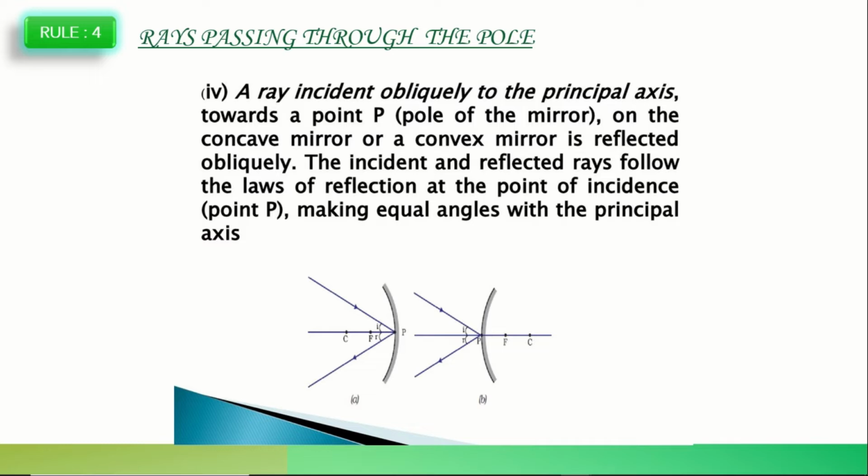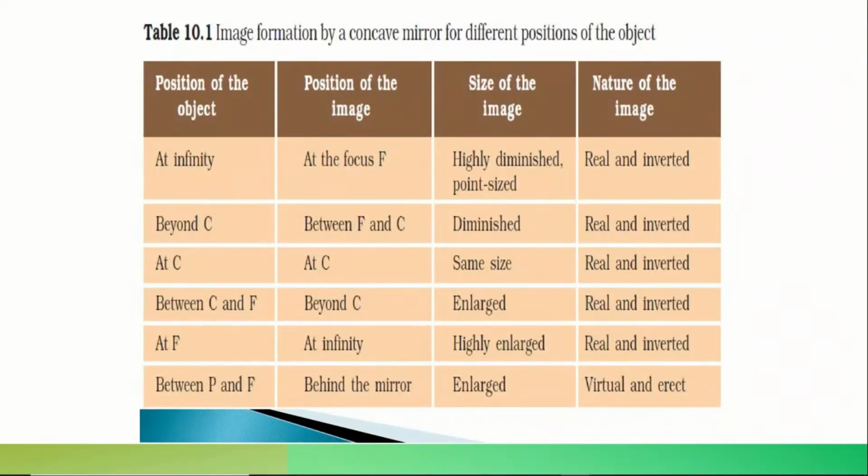These four rules we have to use for drawing ray diagrams whenever they ask where the object is at infinity, at the center of curvature, beyond the center of curvature, or at the principal axis. There are many positions for the object, so we have to find out where the image will form by taking care of these four rules. This is the table which helps us to draw the ray diagram. When we memorize this table carefully, then we can draw the ray diagrams more easily. Else it will become a tedious task for us.